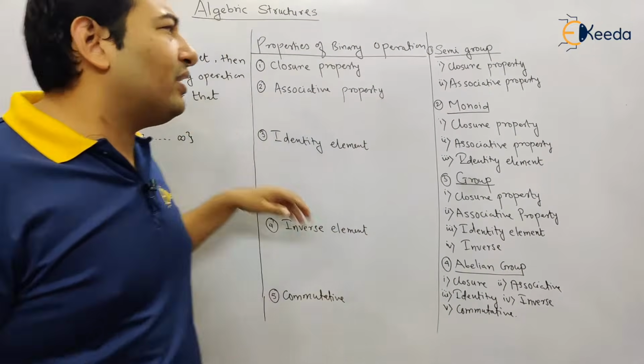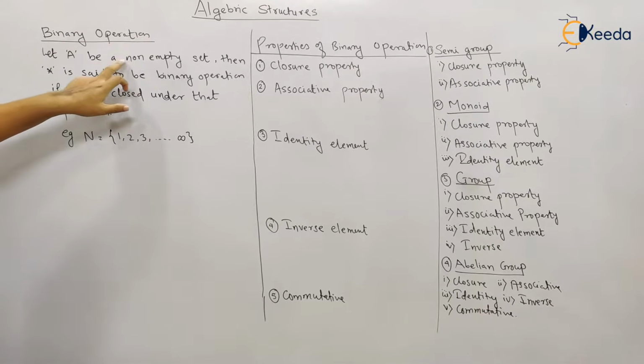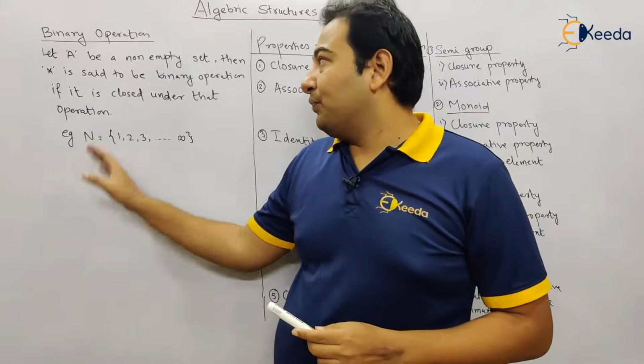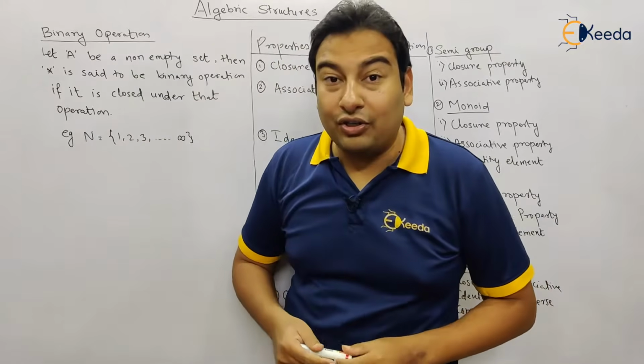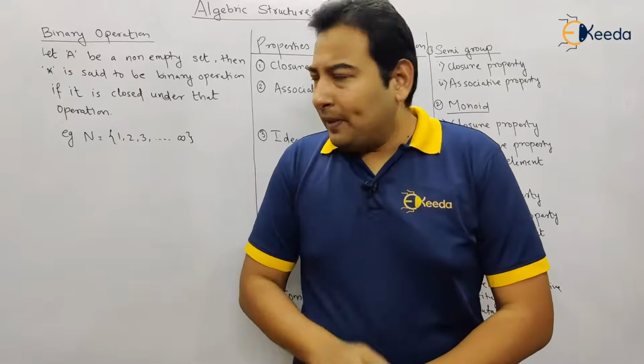First of all, let us discuss the definition of a binary operation. Let A be a non-empty set, then star is said to be a binary operation if it is closed under that operation. So this is the definition of binary operation. Now what did you understand by this? Nothing? Don't worry, I'll explain it to you.